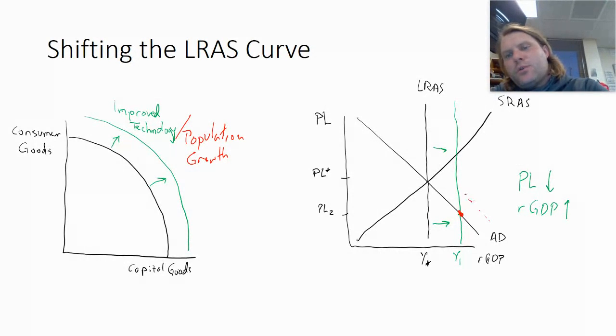Remember, we said we're going to try to impose some expansionary policy. We're going to try to get back to normal over here. Keep in mind too, our short run aggregate supply curve is going to start moving back this way too.